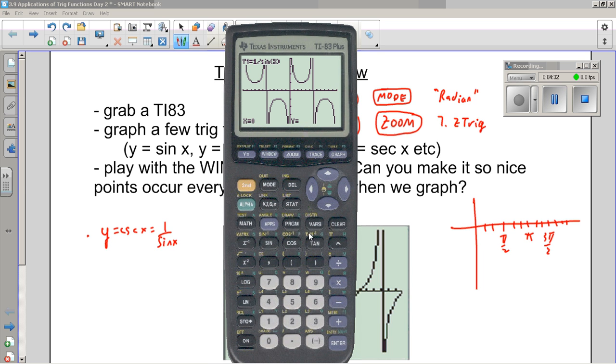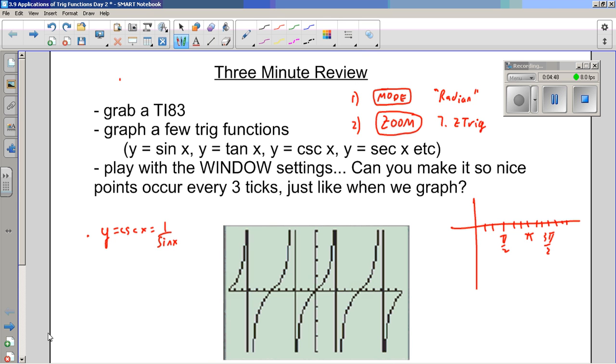And if I were to put in pi, skip to the point where x equals pi, it's undefined there as well, even though it looks like there's a vertical line. All right, that's it with that. So play around with that. It's good, clean fun. And then on to today's stuff.